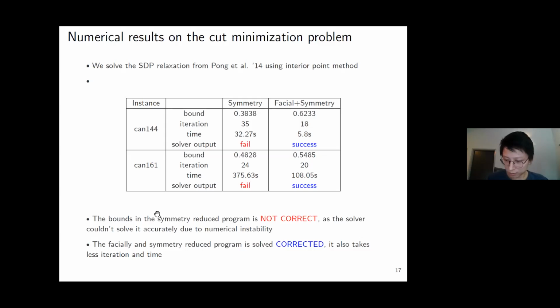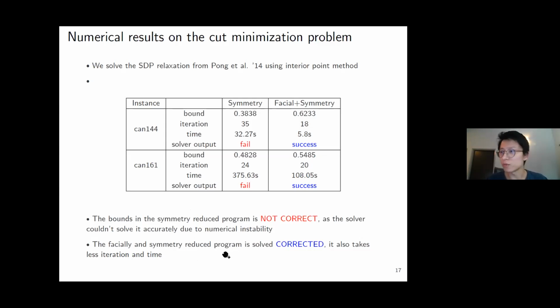So this is pretty much what we observe in practice. That means it's really important to do feature reduction and symmetry reduction together. And at least if you want to solve it correctly, feature reduction is something that you cannot miss.